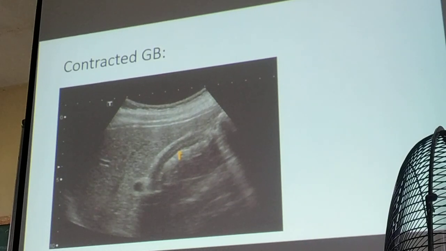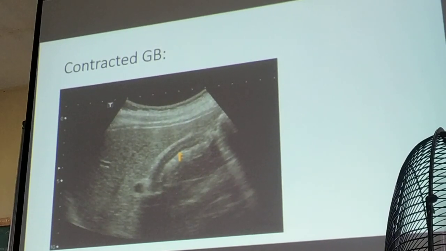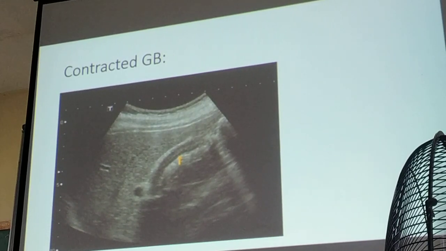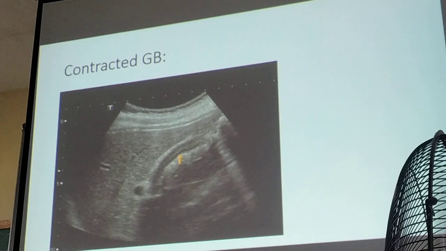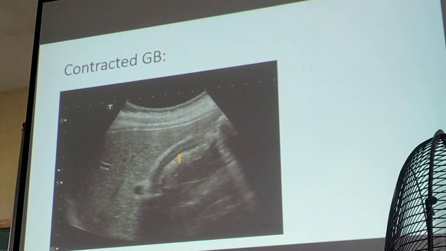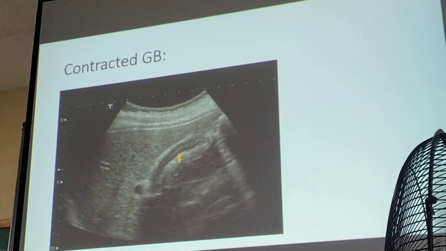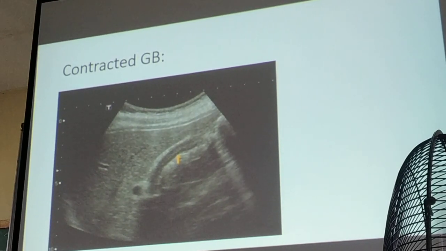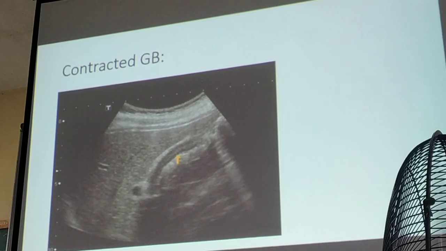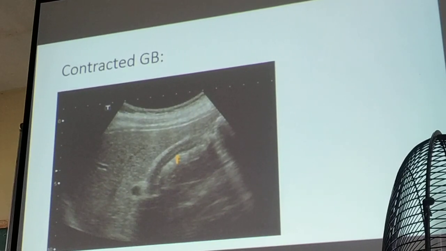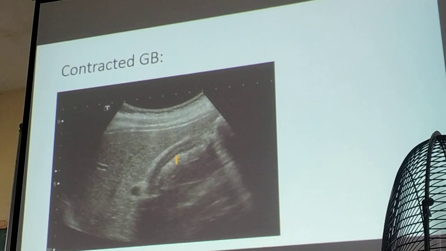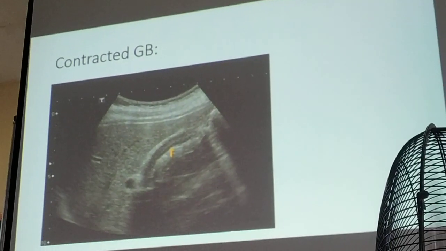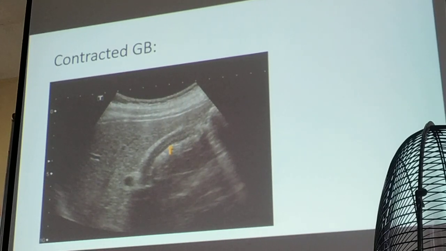What's the cause of contracted gallbladder? Main cause of contracted gallbladder: the patient didn't go for fasting. Okay? That's the main cause. That's why when you ask for a gallbladder ultrasound, advise the patient to go on fasting at least 6 hours. Okay?